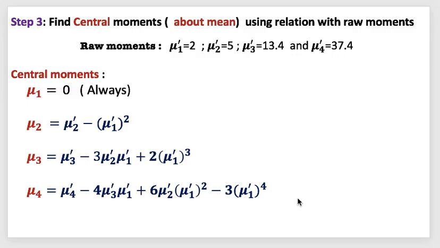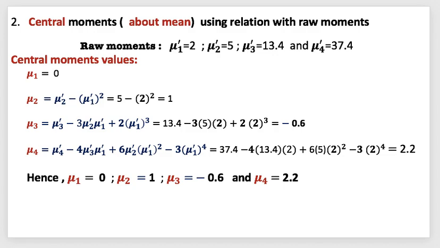What we are going to do is plug these into the formulas which we discussed earlier, because now we are not going to find the central moments using the tabular form or by deviating each value from the mean. The first central moment is always 0, so nothing to calculate. The second central moment is mu2 dash minus mu1 dash square. So mu2 dash is 5 and mu1 dash is 2, so we get 5 minus 4, which is equal to 1.